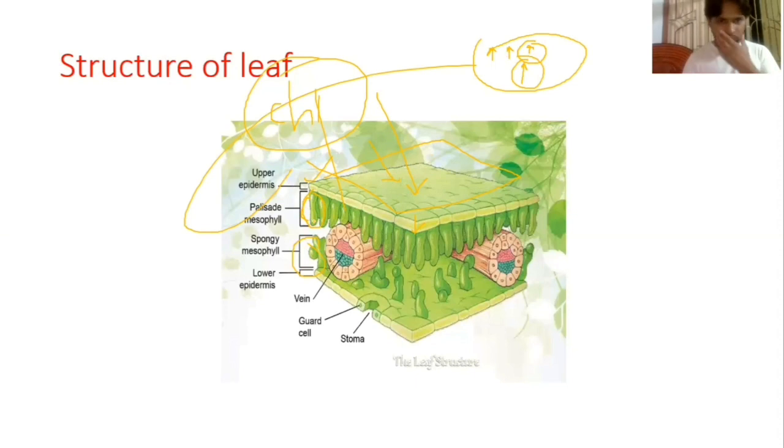Okay, now then why spongy mesophyll cell? Why? Because when sunlight is getting absorbed here, maximum sunlight is absorbed here, but not 100%. So if 100% sunlight is not absorbed by the palisade mesophyll cell, some amount of light is escaping from them. Some of the light that is escaping from the palisade mesophyll cell is being absorbed by the spongy mesophyll cell.